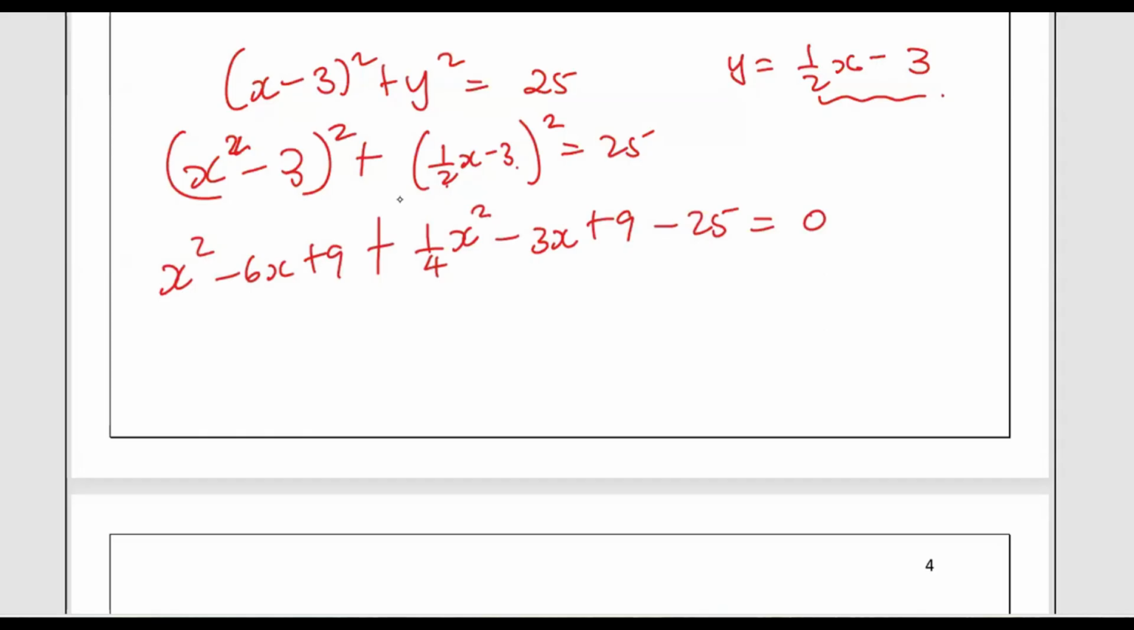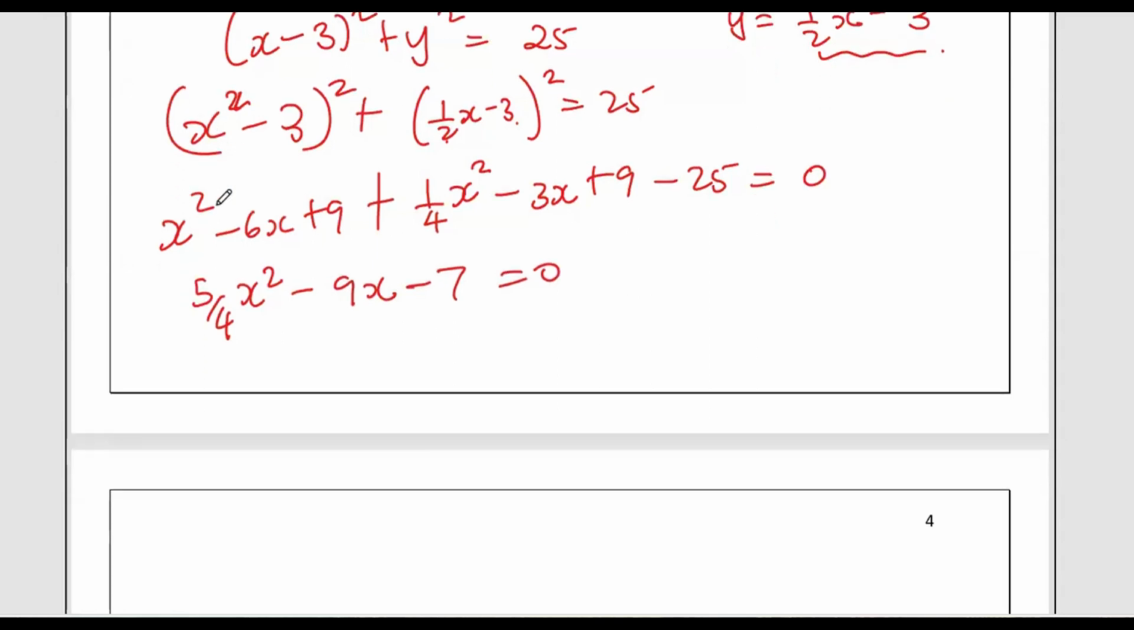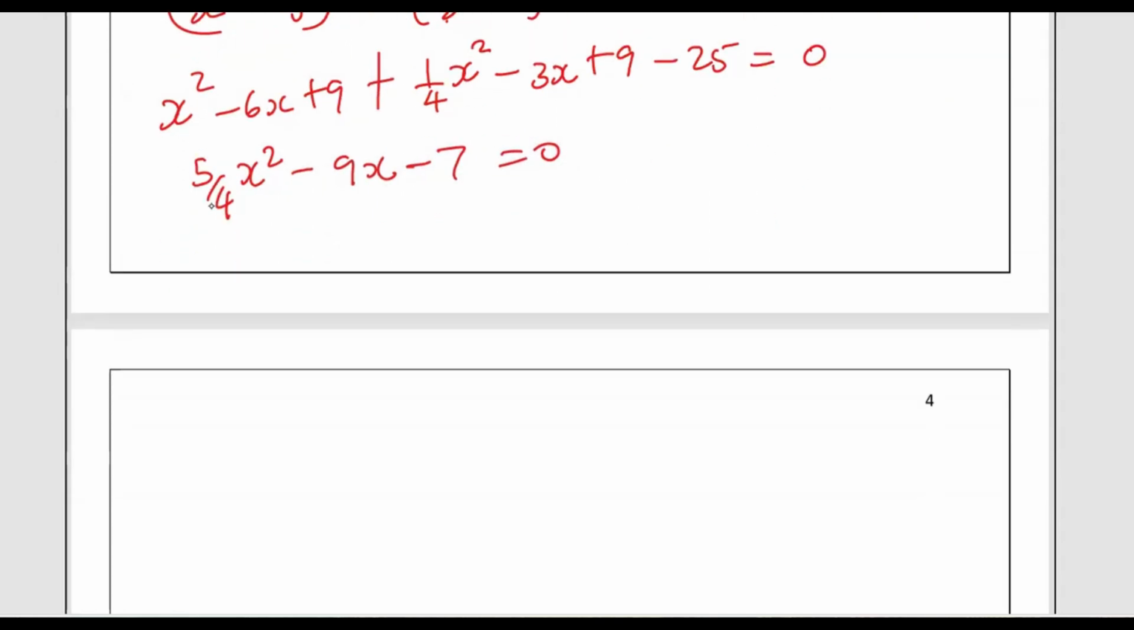Okay, let me just collect my like terms quickly. So this becomes 5 over 4 x squared. This and that is minus 9x. This and that is 18. What's 18 minus 25? That gives me -7 is equal to 0. Let's multiply through by 4, which means it's 5x squared minus 36x minus 28 is 0.